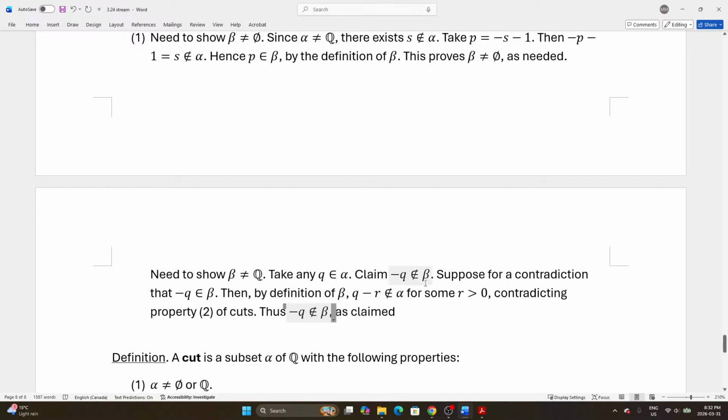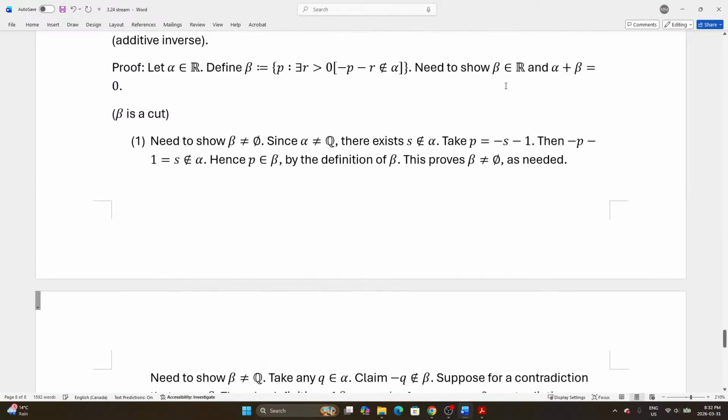Okay, so there is something that is not in Q. This proves beta is not the whole of Q, as needed. Well, this actually was trickier than I imagined. Okay, anyway, I thought the main challenge is to prove the identity.